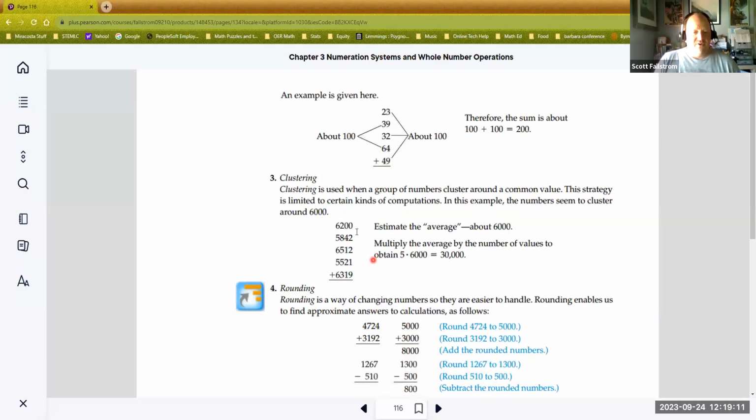And if you have a group of numbers that are all pretty close to each other, it's pretty quick to actually use a strategy called clustering. And clustering just says, hey, all these numbers are pretty close to blank. Let's just say here, they're all pretty close to 6,000. So I have 5 of them. 6,000 times 5 is 30,000. It's going to be about 30,000. Okay, I know I'm off, right? Estimating, I know I'm off, but I'm getting a value that quick, but close.